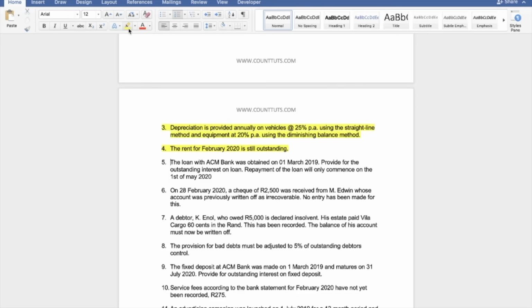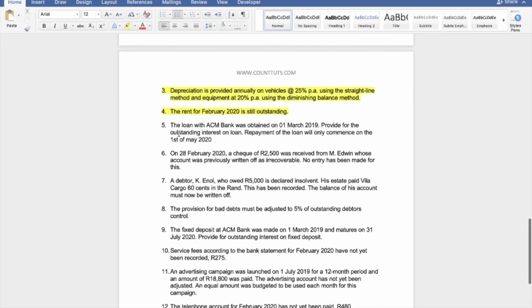Unless, of course, you're dealing with a situation where they say that there were some errors in the trial balance, you need to fix it. That's a different one. But if you have to do a post-adjustment trial balance, you just know that you need to make two adjustments, at least two adjustments, when you're doing your post-adjustment trial balance.